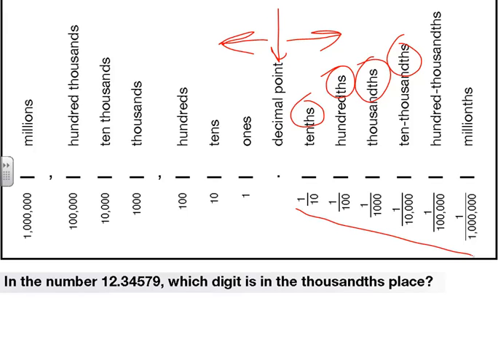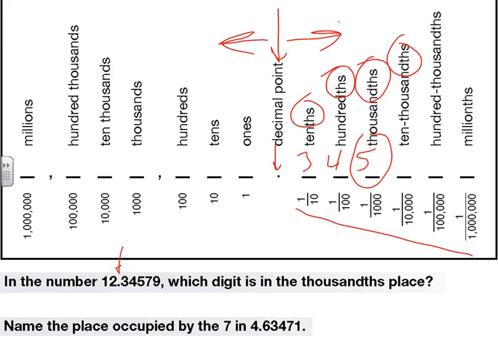So in the number 12.3457, which digit is in the thousandth place? Well, we find your decimal right there. We find that, so we match up right there. We can go put the 3 here, the 4 there, the 5 there, and it's in the thousandth place. So the 5 is in the thousandth place.